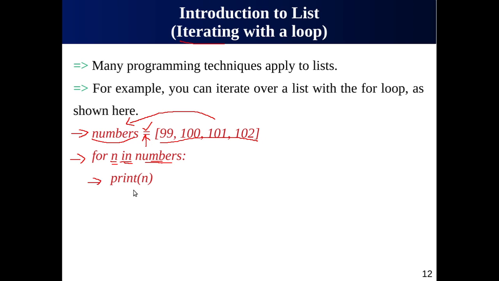Once you print n, that is the variable here, it will display the values of this list, and the values are 99, then 100, 101, and 102. That is going to be the output of this program. So here we display the values with the help of the print function, and the values come from the for loop variable that is represented by n, and actually it takes value from the list which is represented by the variable numbers, and the items are mentioned here.